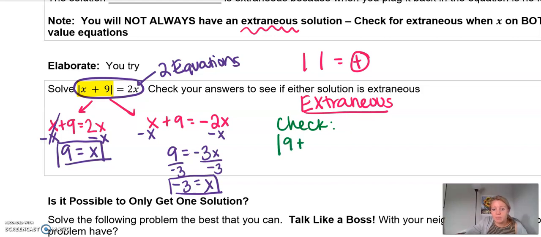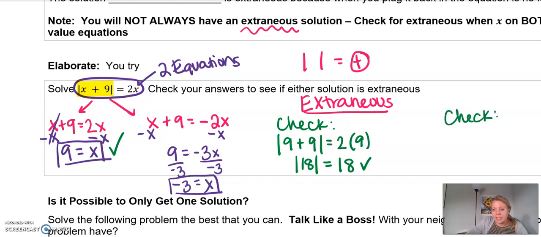So I have 9 plus 9, I'm just plugging in 9 for x, and it's equal to 2x, so I'm still plugging in 9. I get the absolute value of 18 equals 18. That makes sense. x equals 9 is good to go. Now let's check when x is equal to negative 3. Every time I see an x, I'm going to plug in negative 3.